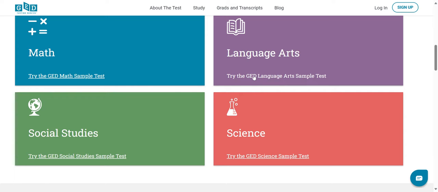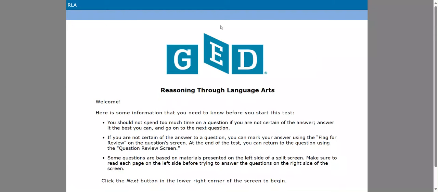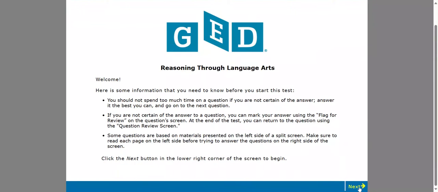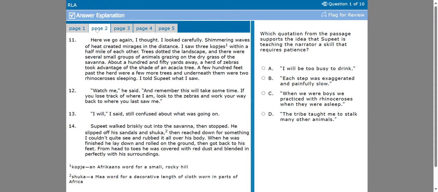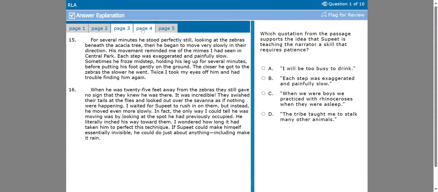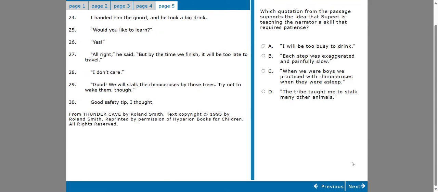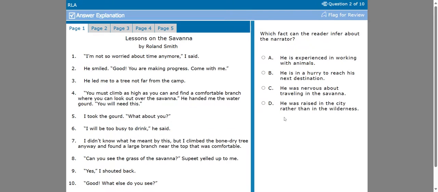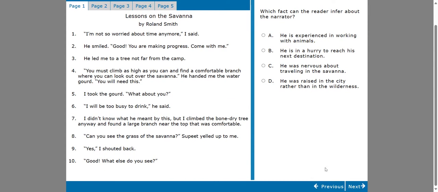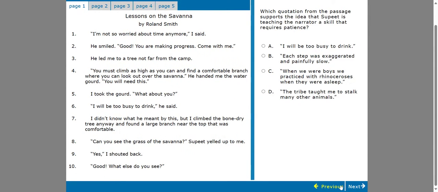So moving on to, again, language arts, we can see some practice, and we've got the same setup, and they have the reasoning through language arts. This one again also has 10 questions. We've got a passage followed by questions. You can go to page 2, 3, 4, and it looks like it's really just one passage, the same passage, it's just 10 questions about that particular passage.